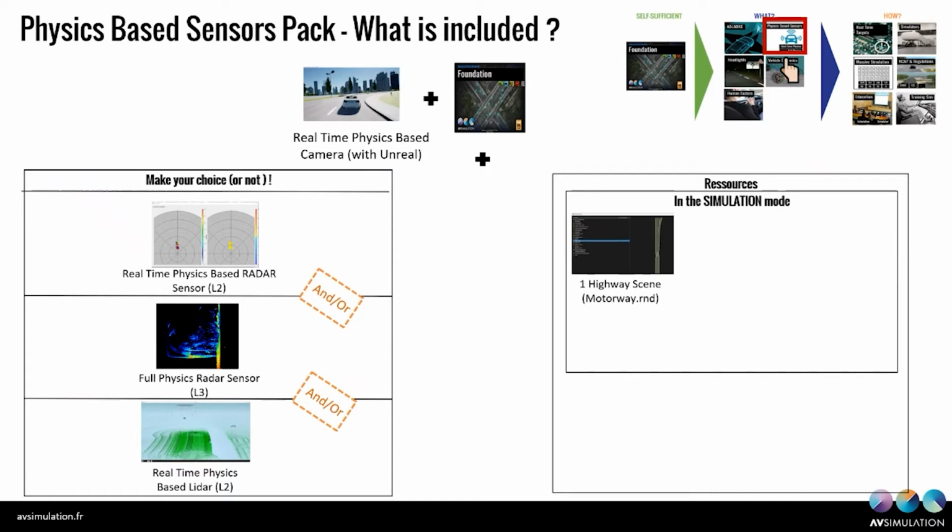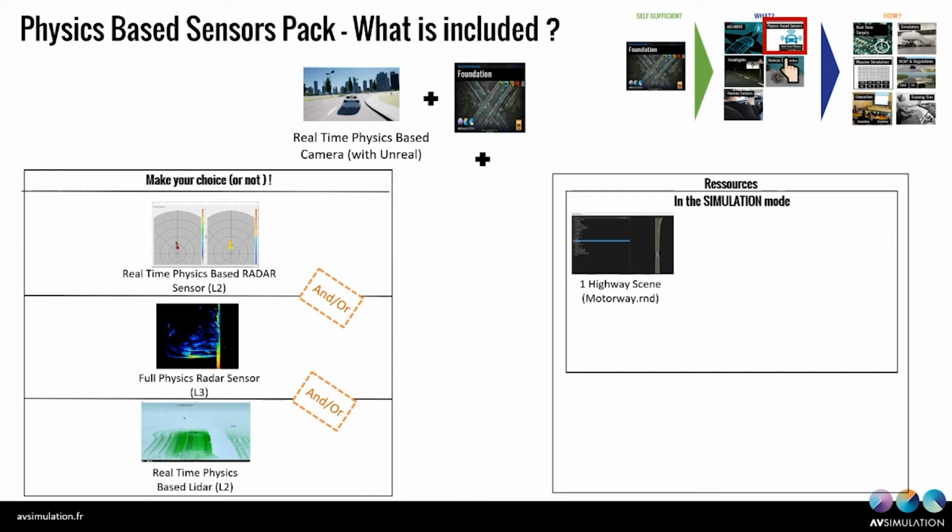What is important to know, and I think you already kind of understand why, is that these level 2 and level 3 sensors take into account the physical properties of your scene. It will be important to characterize your terrain in SCANeR Studio. We have the possibility to do it directly in the terrain mode. We will see that a little bit after.